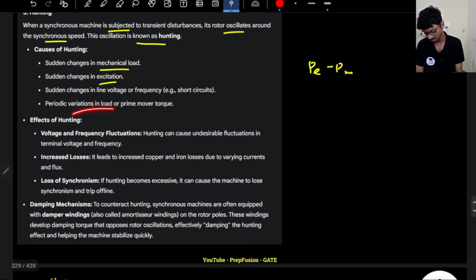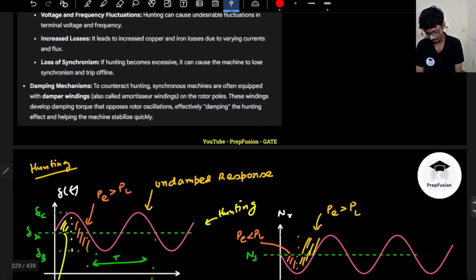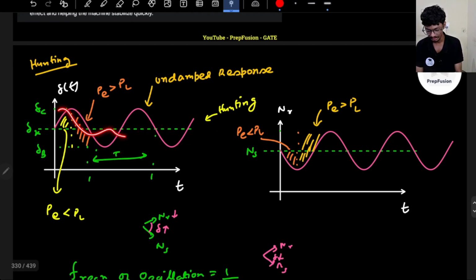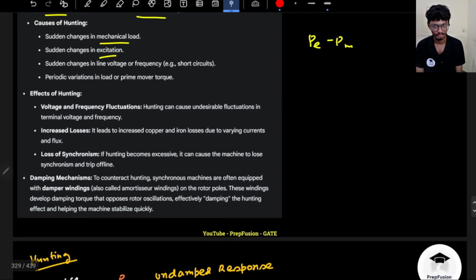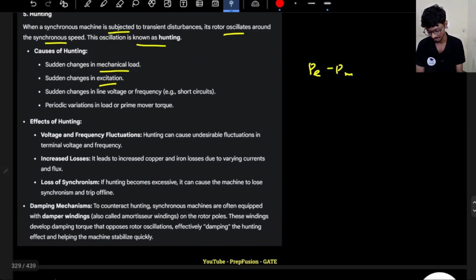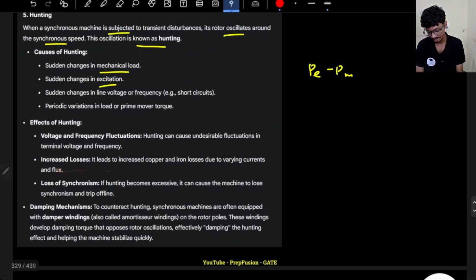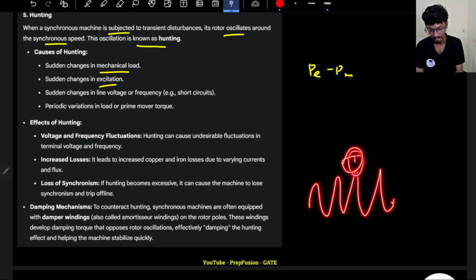So these are the causes; now the effects. There will be voltage and frequency fluctuations. Hunting can cause undesirable frequency and voltage fluctuations. If you remember, this was the rotor angle fluctuation without damping, and this was the rotor speed. All this will cause a current to flow. If you remember, the amplitude of that current was oscillating. That is not desirable because the frequency component of the current has now changed. Increased losses: it leads to increased copper loss because of the varying current, higher I square R loss.